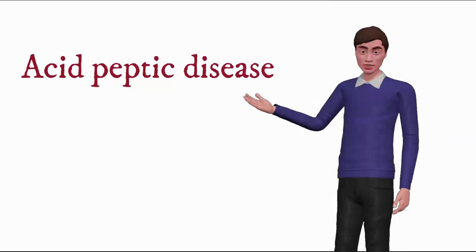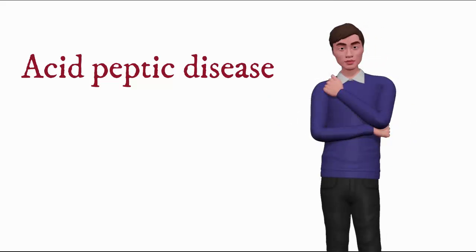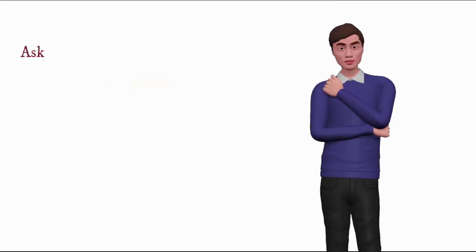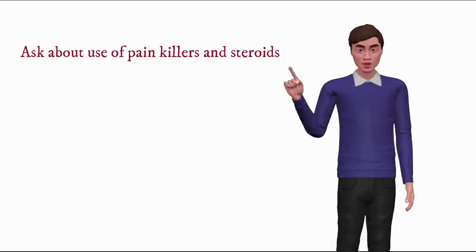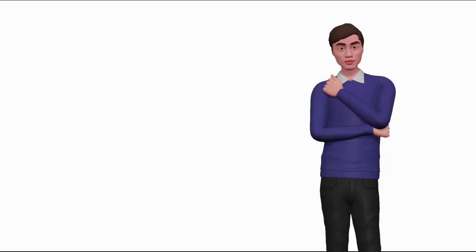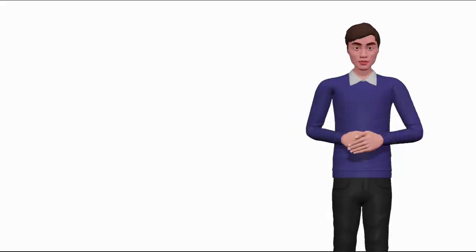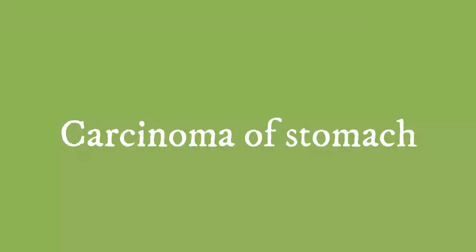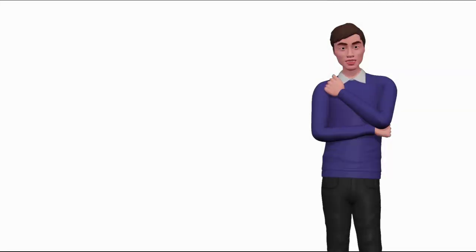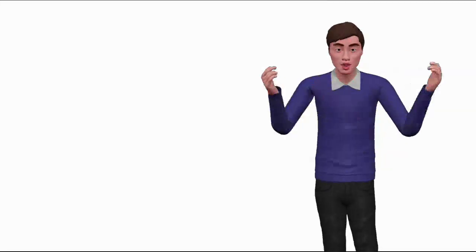Ask questions to rule out acid peptic disease. Do you have indigestion and heartburn? Next, ask about use of painkillers and steroids. Ask about other medication, like aspirin or warfarin, as they may cause bleeding. Ask about abdominal pain, weight loss, anorexia or lumps in the body.